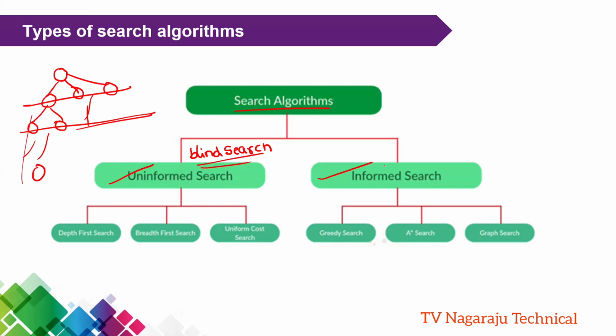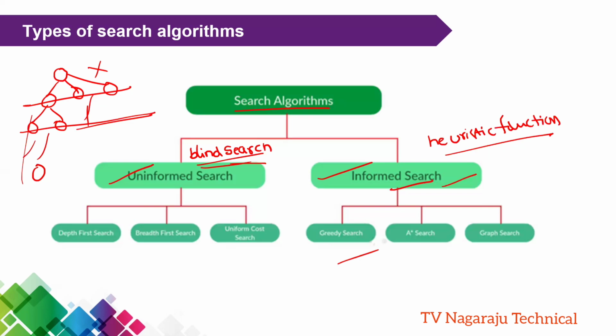In informed search, we use some heuristic function to reach the goal node. That means instead of exploring all the nodes as in blind search, in informed search we explore only the nodes based on the heuristic function.